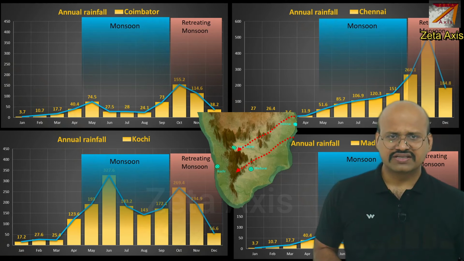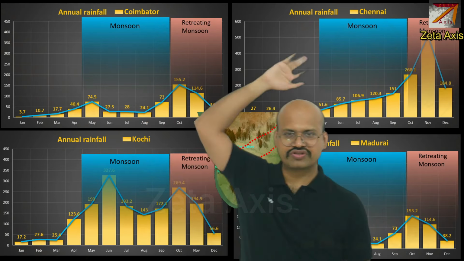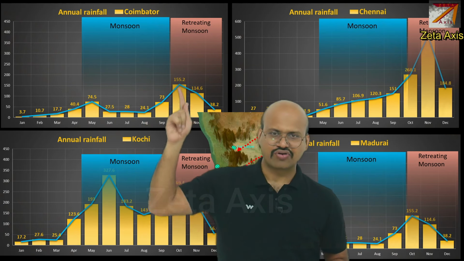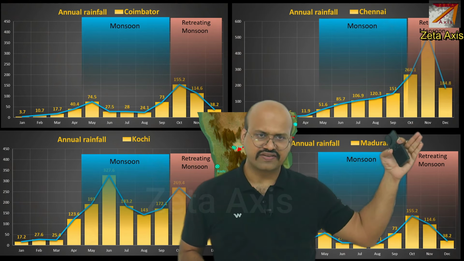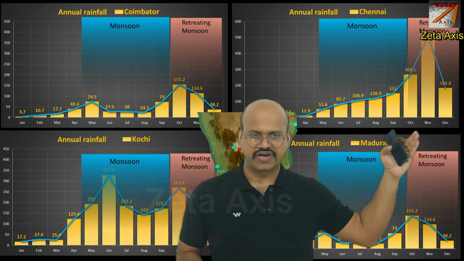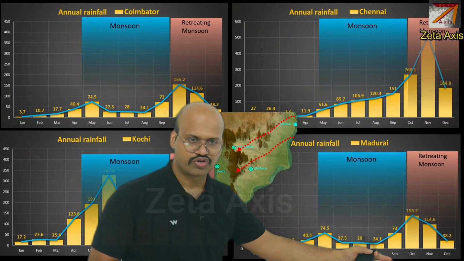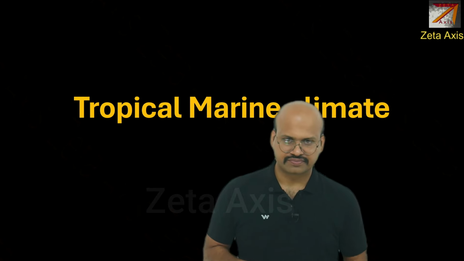Here we can see some important cities of southern India: Coimbatore, Chennai, Kochi and Madurai, and we can see that there is a spike in the amount of rainfall in the winter months. In Chennai there is significant rainfall in November because of this retreating monsoon. Similarly for Madurai, we can see that in October the amount of rainfall increases.